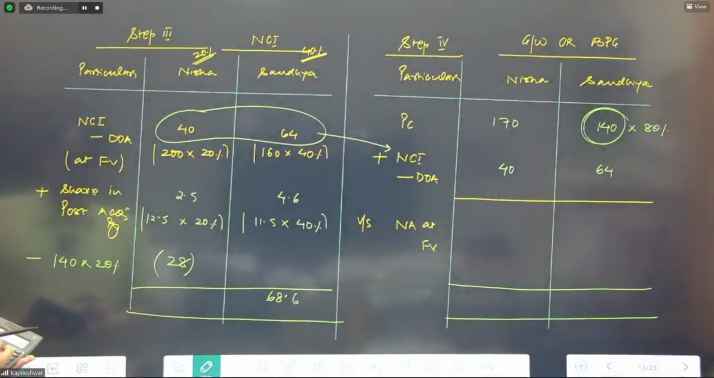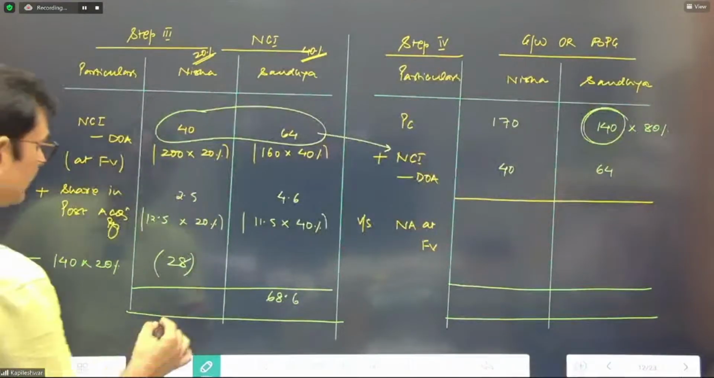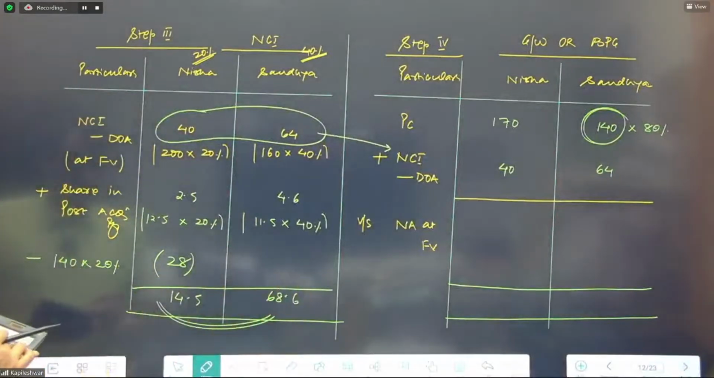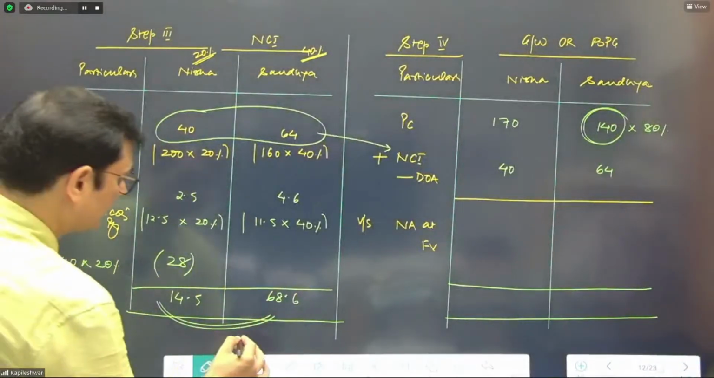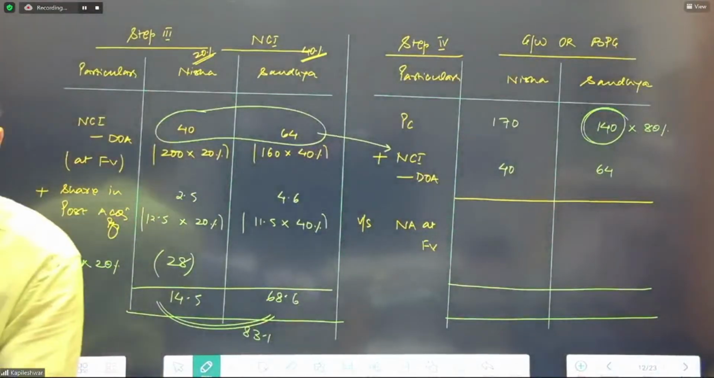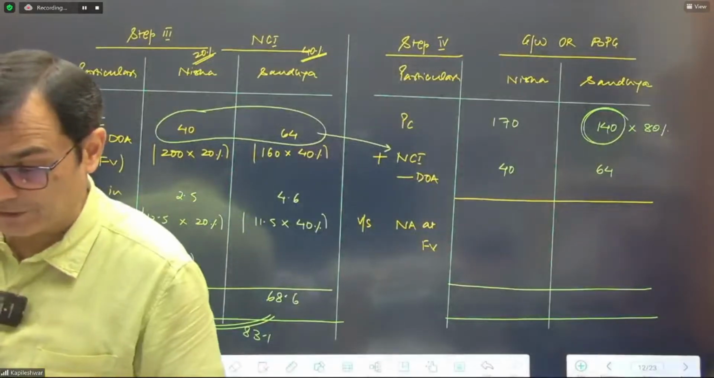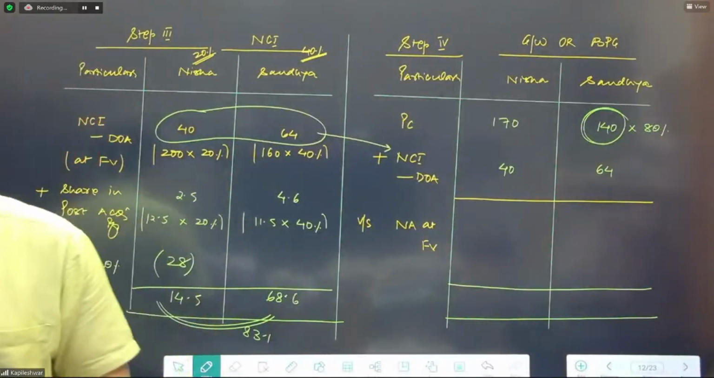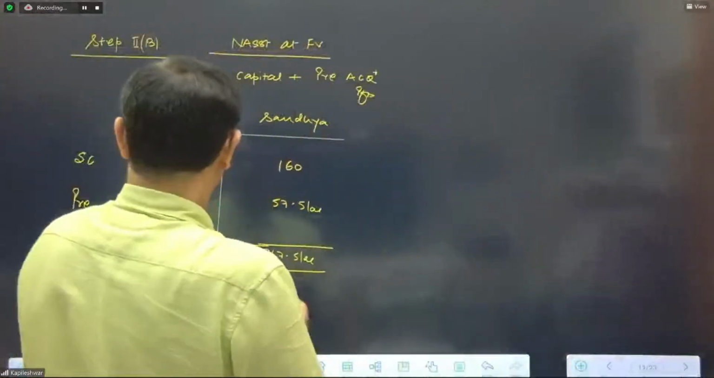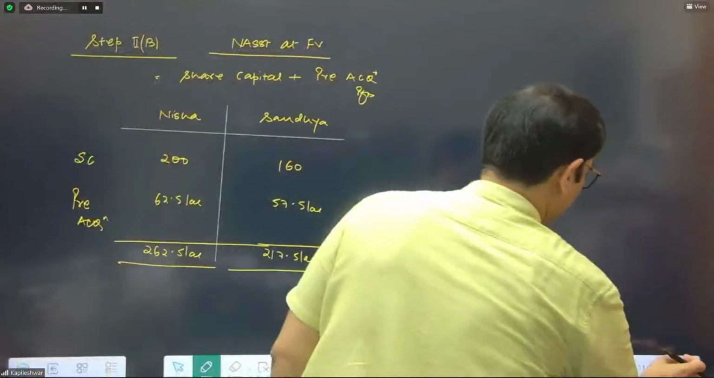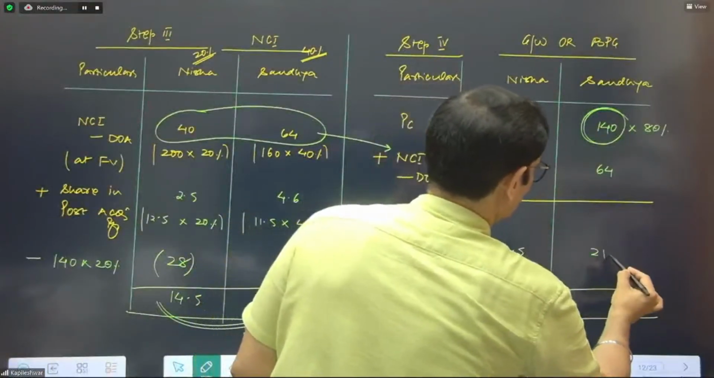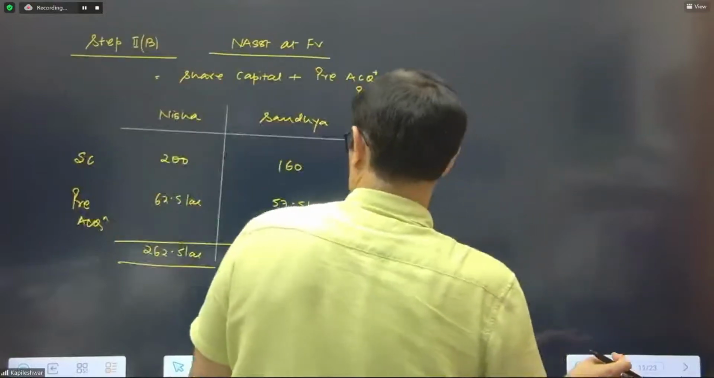And this is coming to 42.5 minus 28. It is 14.5. So if you just want to add the NCI for the balance sheet perspective, it is coming to 83.1. So we're getting a total NCI of 83.1 for the purpose of consolidation. Let's now take the net assets as well. This is 262.5. This is 262.5. And this is 217.5. Right.